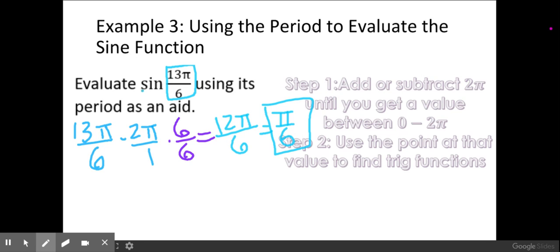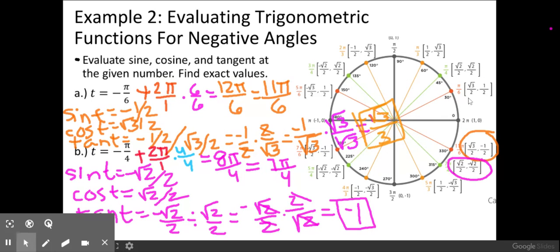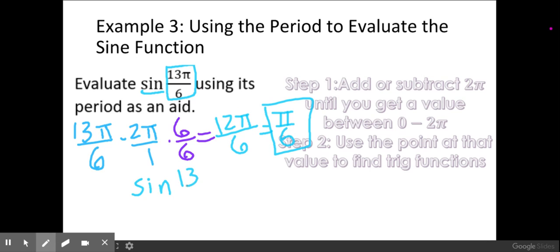So pi over 6 is the same thing as 13 pi over 6. Now here it says evaluate sine of this. Sine of that is the y value at pi over 6. I don't have my unit circle, so we'll go back here. Pi over 6 is right here. The y value is 1/2. So that means that sine of 13 pi over 6 equals 1/2, because it is the same thing as pi over 6.